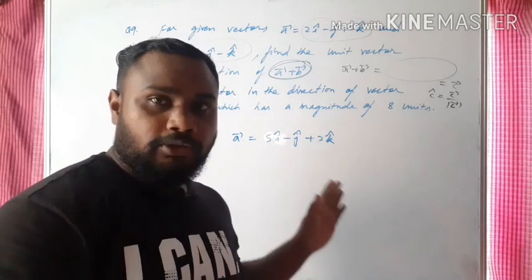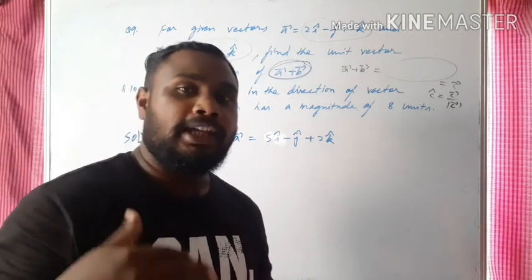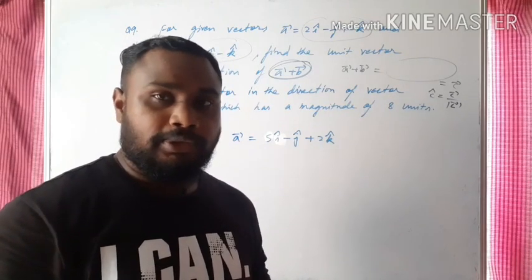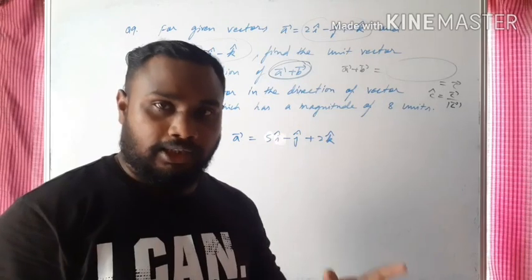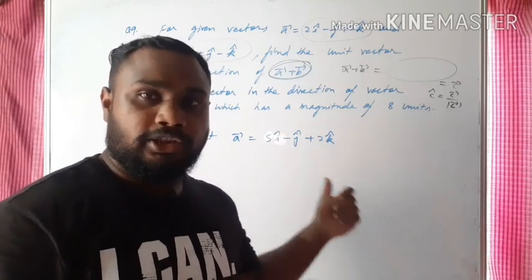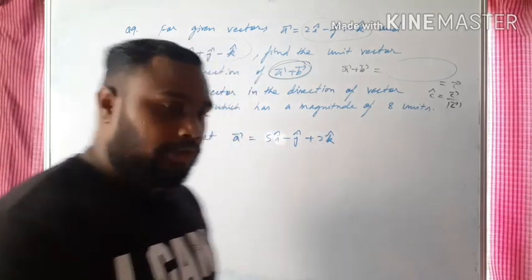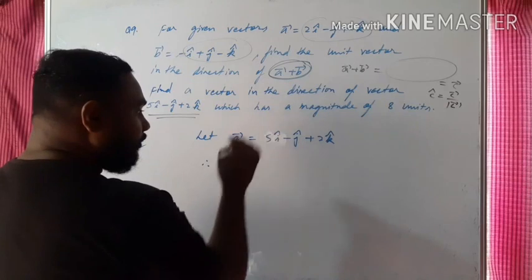So I will find the unit vector of this vector and I will multiply it by 8. I will multiply 8 with that unit vector. Then I will get a vector having magnitude 8 in the direction of this vector. So let's do it. First of all, I will find the unit vector of this vector.